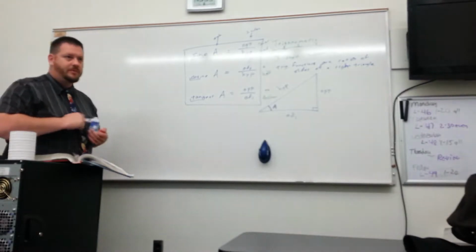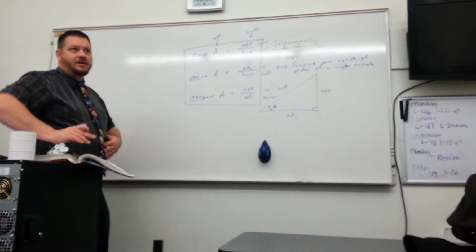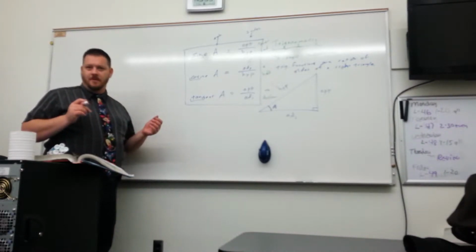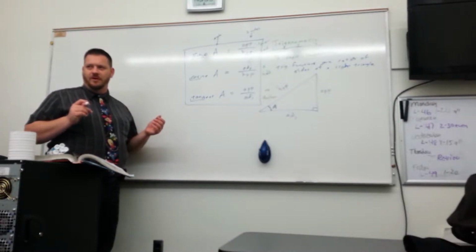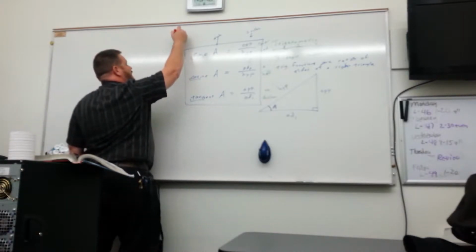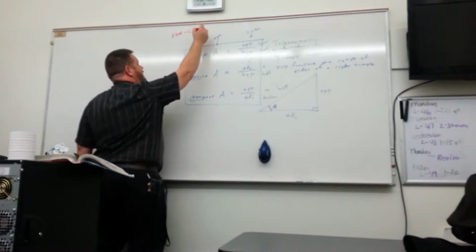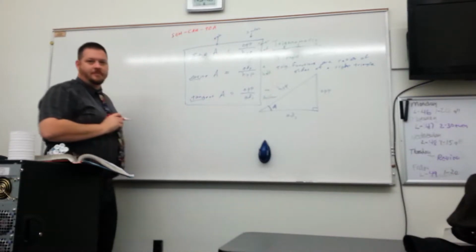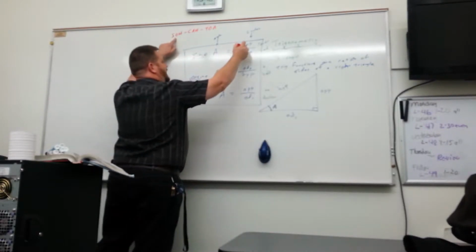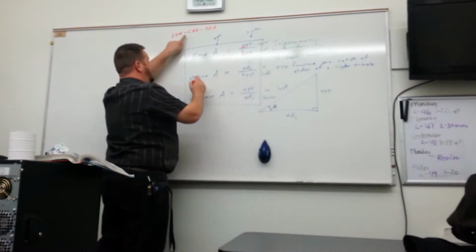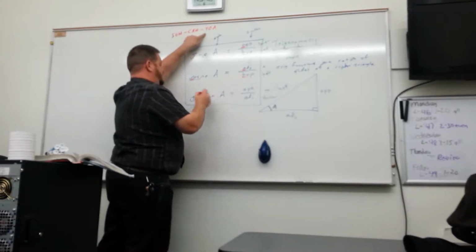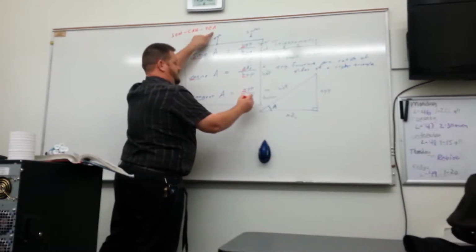Almost every other math book uses a word: SOHCAHTOA. It's spelled like this. And what this tells you is that the sine is the opposite over the hypotenuse. The cosine is the adjacent over the hypotenuse. And the tangent is the opposite over the adjacent.